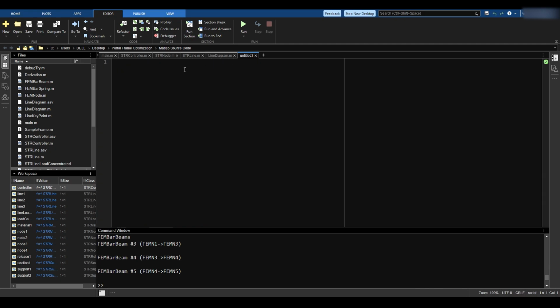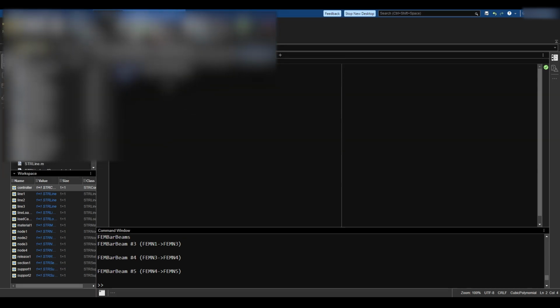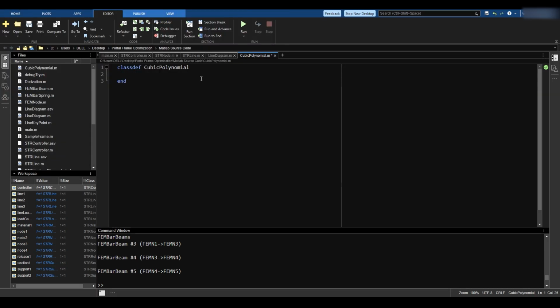So I'll go here and I'll create a new class. I'll call this cubic polynomial and end the class def and save. There we go. And now let's check out what the cubic equation is. It's very simple. Our cubic equation is ax cubed plus bx squared plus cx plus d. That's what the cubic equation is. So properties and methods. That's what we have here. So the properties, I basically have A, B, C, and D. That's the only properties I need.